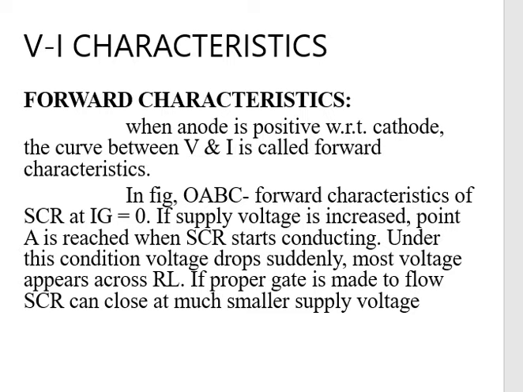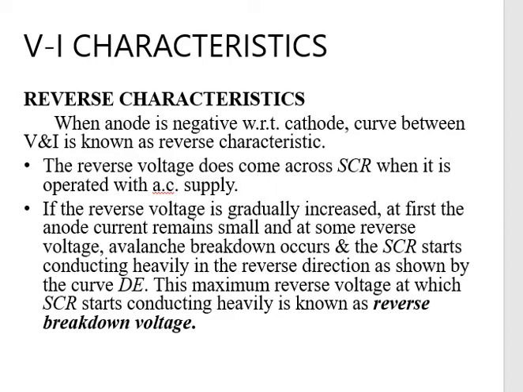Most of the voltage appears across RL, that is, the load. If proper gate current is made to flow, the SCR can conduct at a much smaller supply voltage. Then we are going to see the reverse characteristics. When the anode is negative with respect to the cathode, the curve between B and D is known as reverse characteristics.